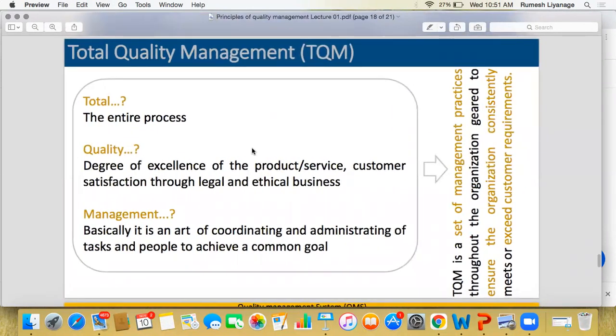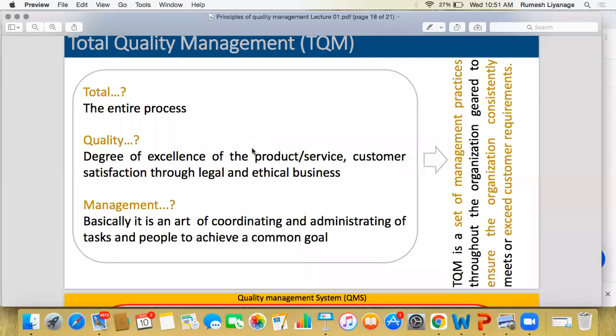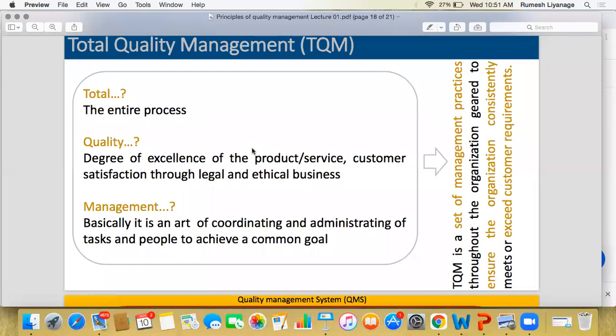Look at this slide. So total quality management means, total means the entire process. Quality means degree of excellence of the product or service. Customer satisfaction through legal and ethical business, as we discussed in the 3 pillars. And management, you can read. So we can take it as an entire process.